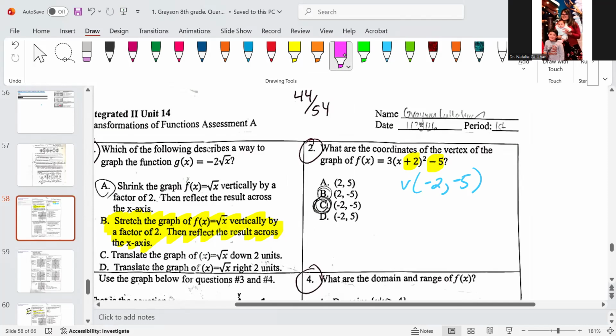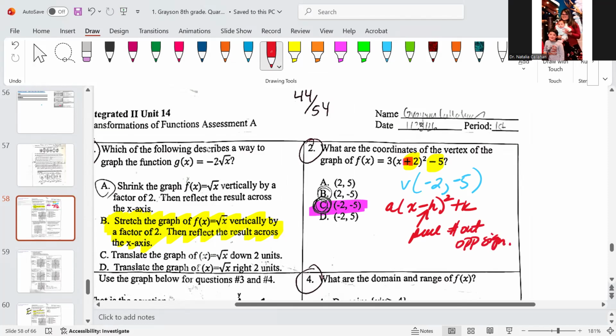B. Okay, this is an easy one. I don't understand how you got that one wrong. That is ridiculous. This is the a(x minus h) squared plus k. Do you see the negative right there? So when you pull the number out, it will be the opposite sign. That is the easy one. You should not have gotten that one wrong.